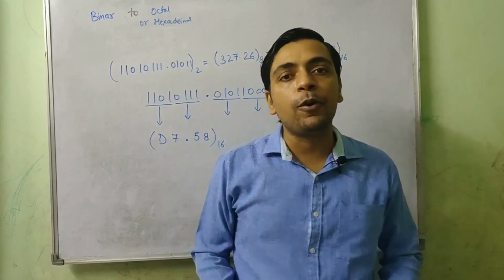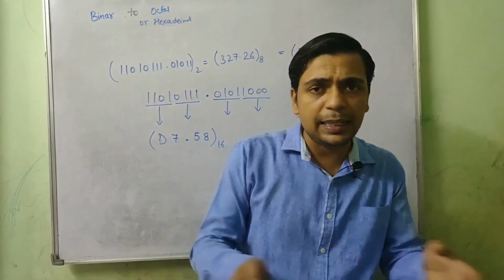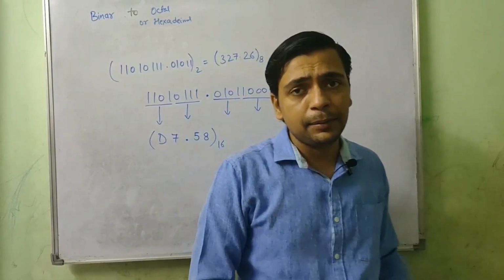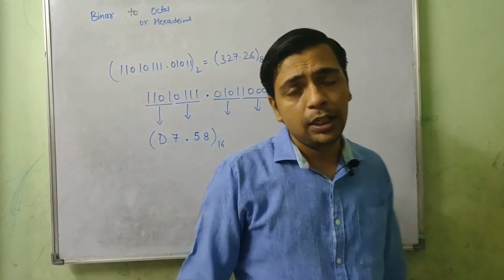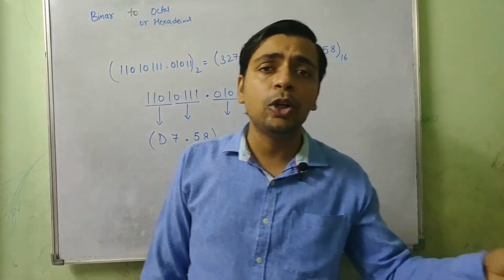Now each group of 4-bit binary will represent a corresponding hexadecimal digit. So the steps are: convert octal into binary, then binary into hexadecimal. Similarly, convert hexadecimal into binary and binary into octal. That's how you are going to convert octal into hexadecimal and hexadecimal into octal.